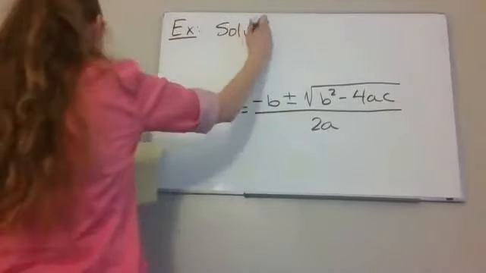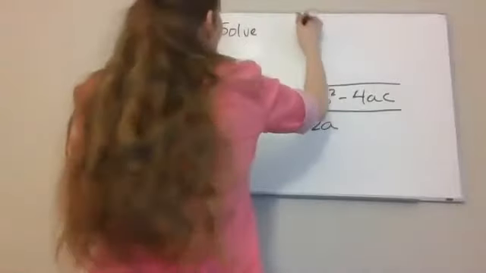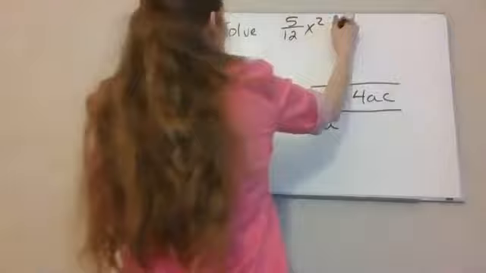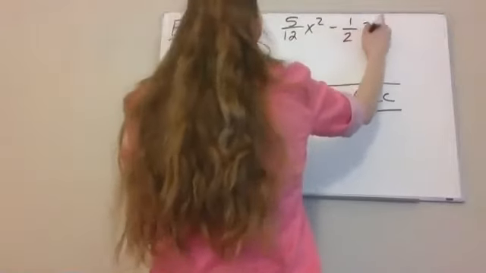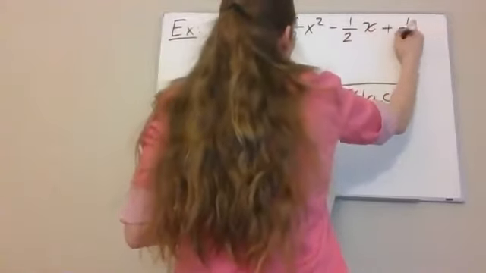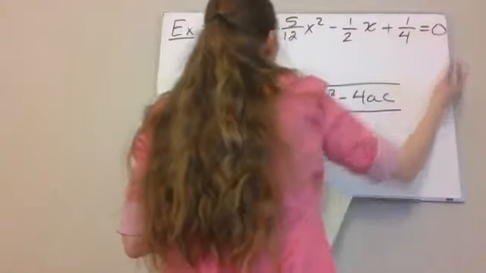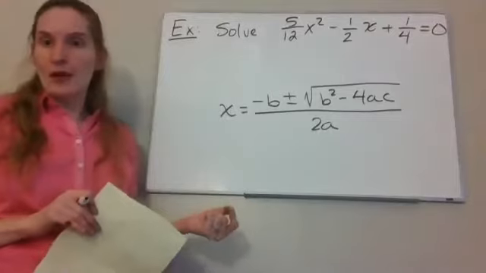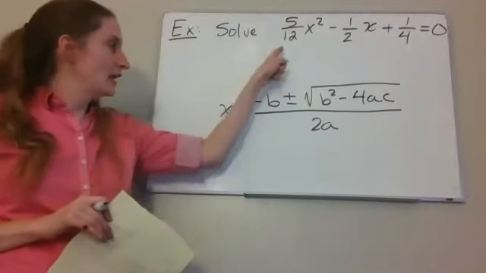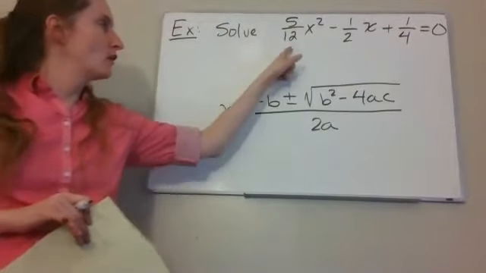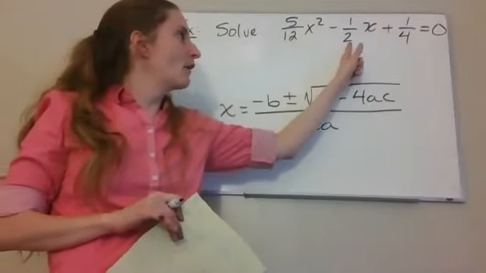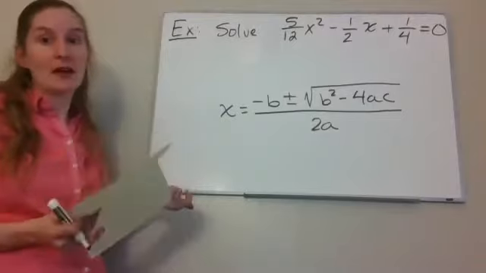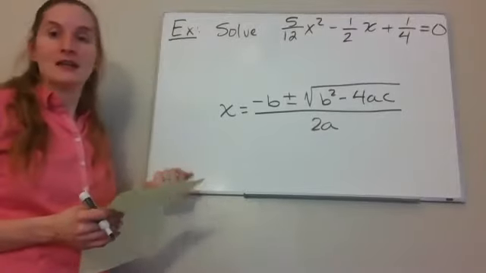Let's solve 5 over 12 x squared minus 1 over 2x plus 1 over 4 equals 0. And I'm going to let you know right now, if we really wanted to, we could plug in a equals 5/12, b equals negative a half, and c equals 1/4 into the quadratic formula and get the right answers. But that is not a good time.